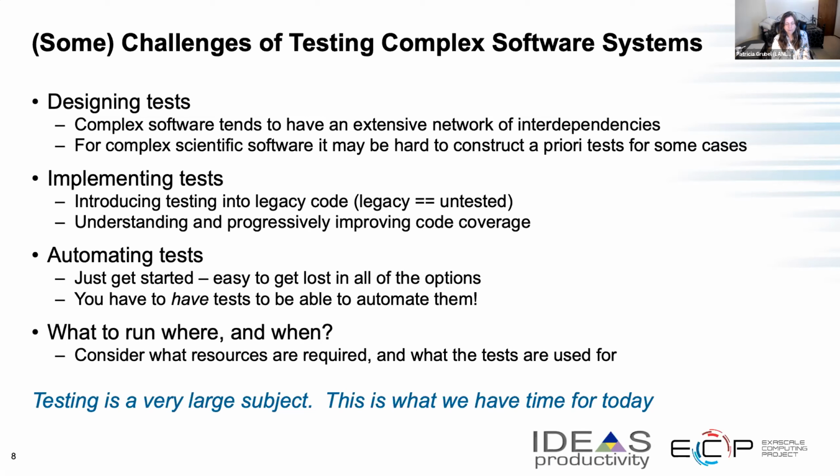So if you don't have automated tests, start thinking about what things can be automated. And then also you need to consider your resources, and this is for both maybe continuous integration and for your large tests that are more regression testing. And so you have to consider what you have available to you and what the tests are used for. Testing is a large subject, and we're not going to be able to cover it all today, but we'll cover some of it and get you started.